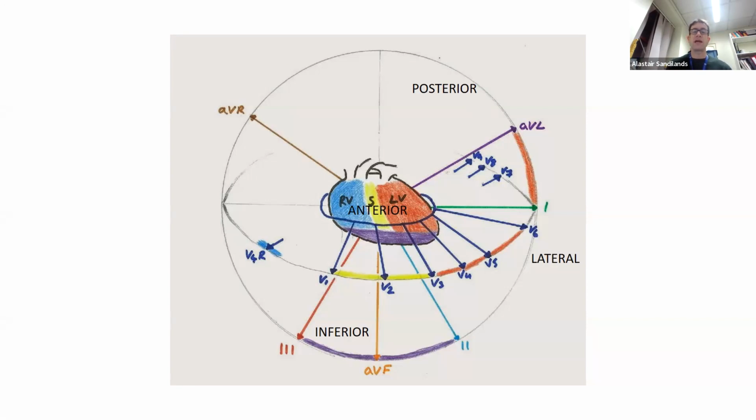So V1 would be anterior, remember, V1 anterior, or if there's ST depression in V1, V2 and V3, it could be posterior, V7, 8, and 9. Yeah, great, good stuff, excellent.